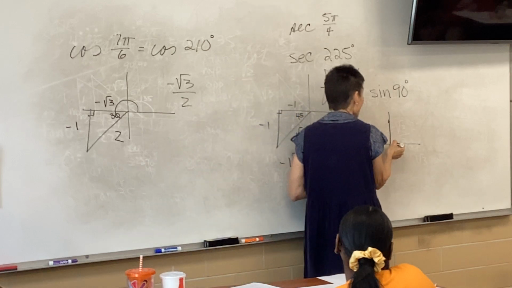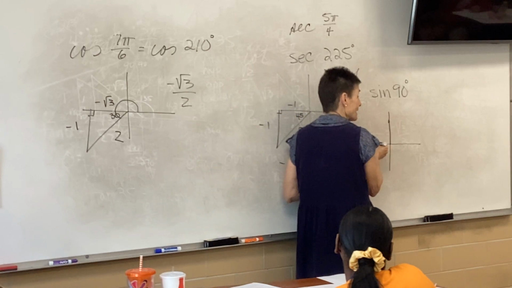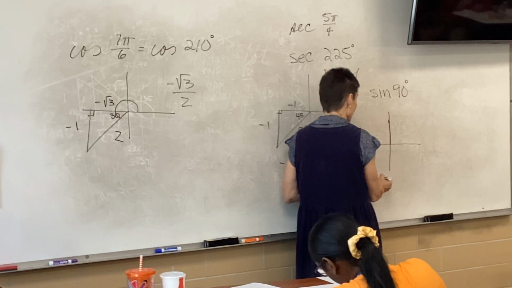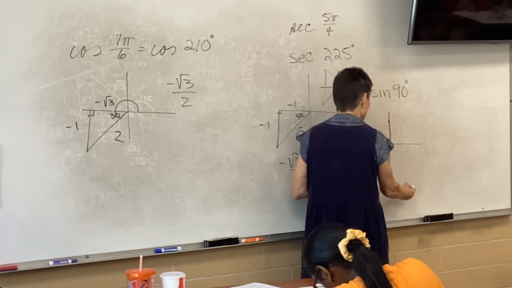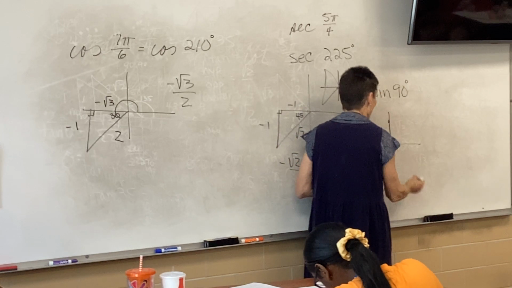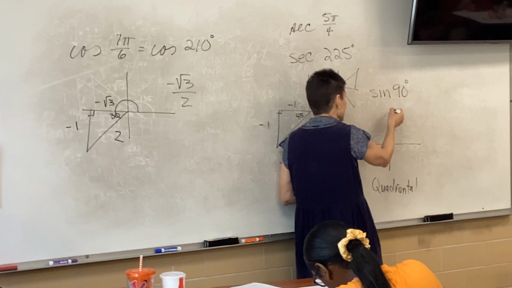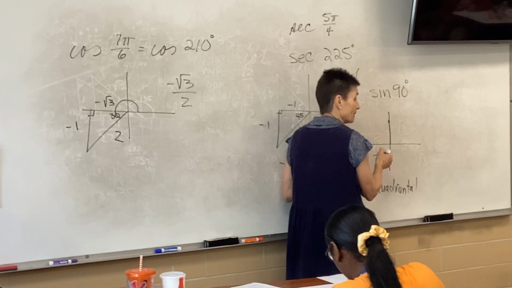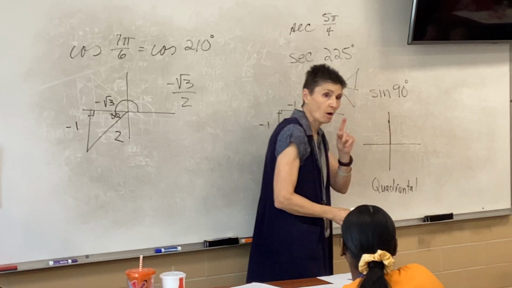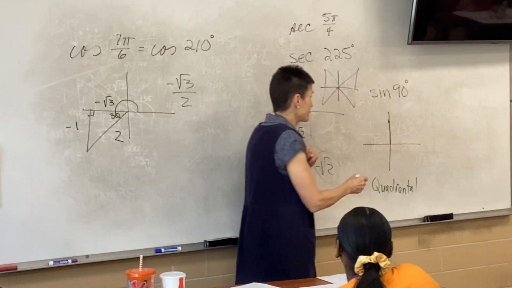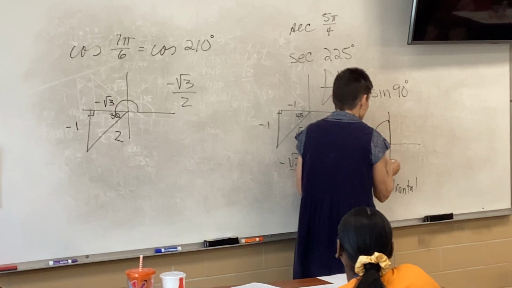If your angle is on an axis, these are called quadrantal angles. And if your angle is on an axis, so it's 90, 180, 270, you will not draw a triangle. Instead, you will draw a circle.